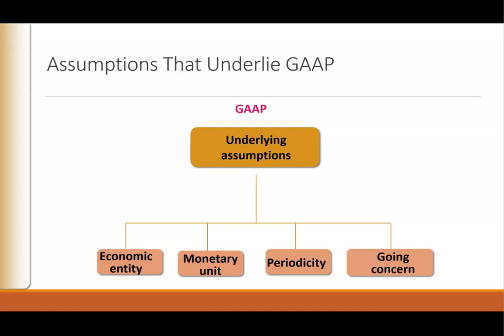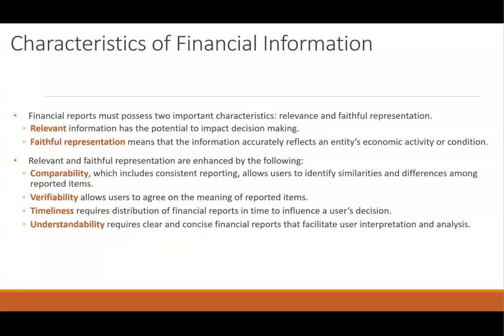The assumptions are that each business is its own economic entity, that the monetary unit in the United States is the dollar, that periodicity means we operate in a period, in a cycle, like a calendar year, or some type of economic time frame. And that we anticipate that this business is going to go on indefinitely. A going concern. We're not in our minds thinking it's going to quit next year. We believe this entity is planning to go on forever.